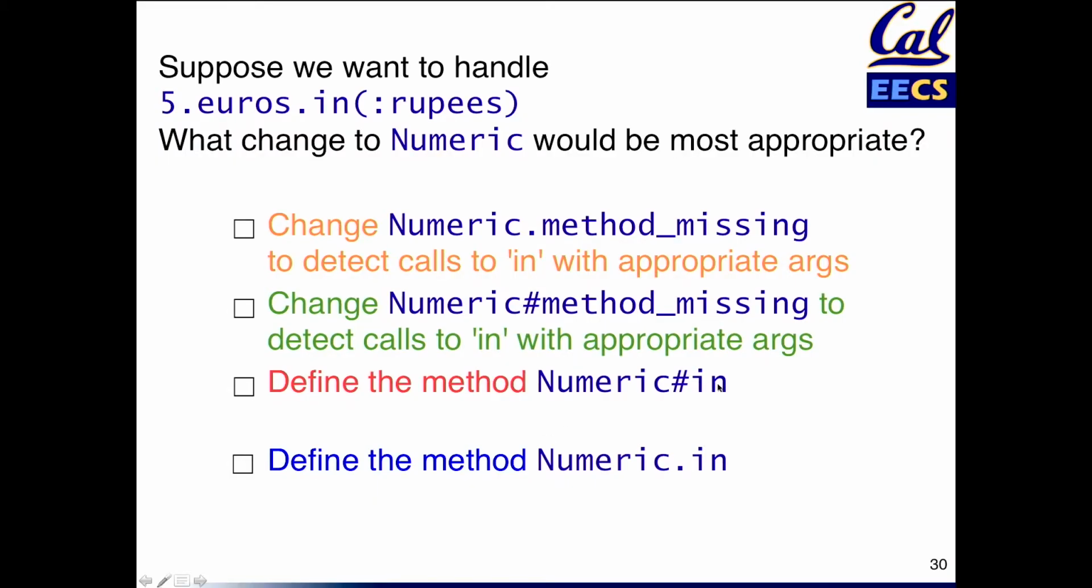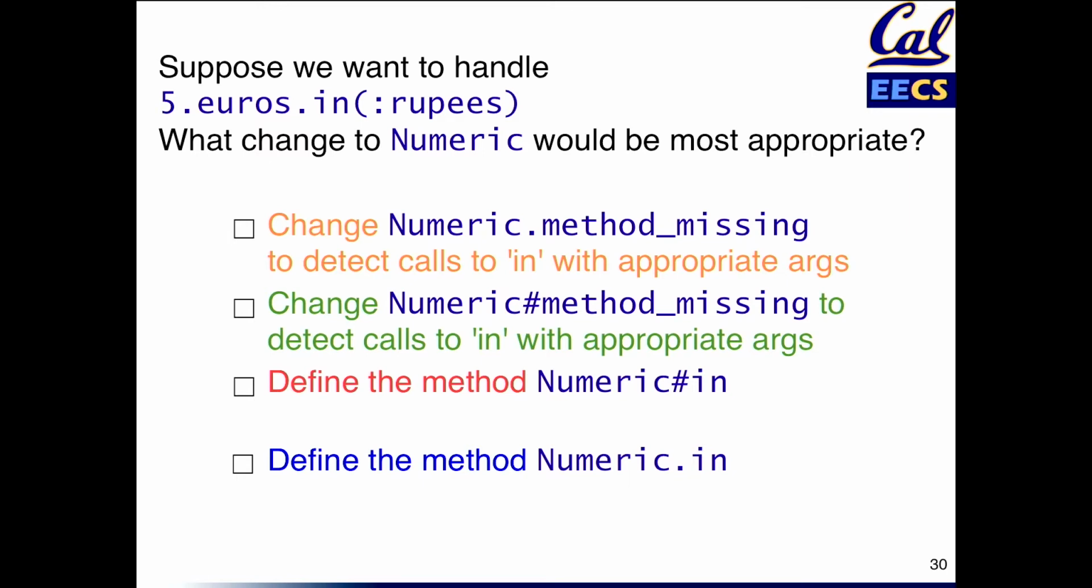We're just trying to define one new method called in that is sent to a Fixnum and will cause the conversion to happen in ways that we haven't determined yet. So defining an instance method called in is the simplest solution to this problem. The method_missing solution would work, but it would be like killing ants with a sledgehammer. You don't need metaprogramming to solve this problem. This is just a plain old function call.